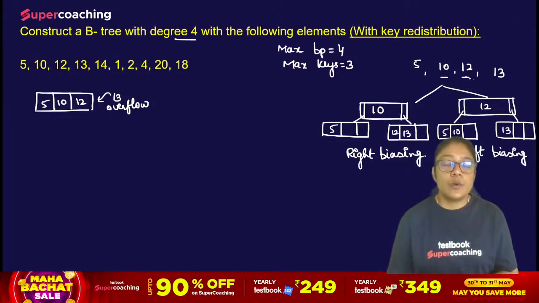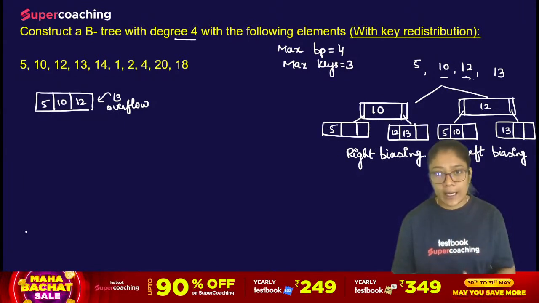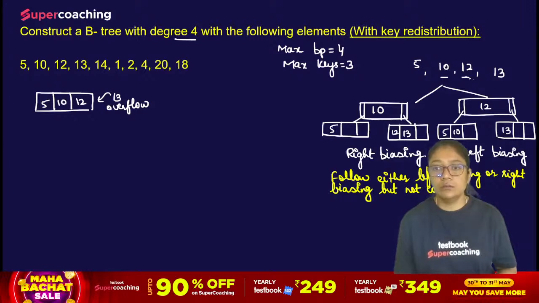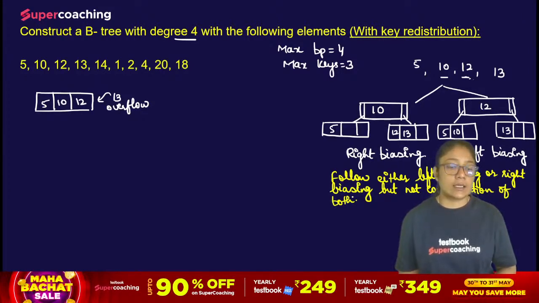Now the question arises: which approach do we have to follow? You can go for any method. You can either go for left biasing or right biasing, but not a combination of both. You cannot take a combination of both.